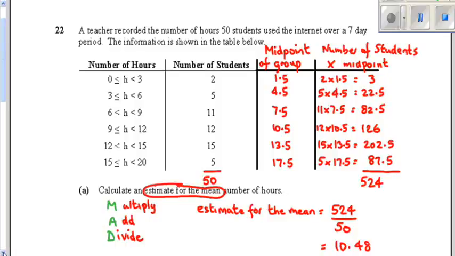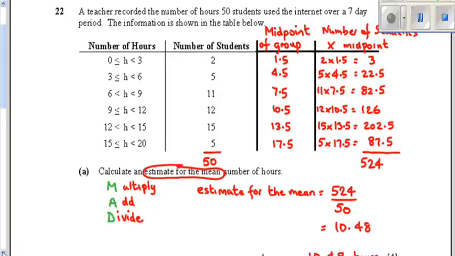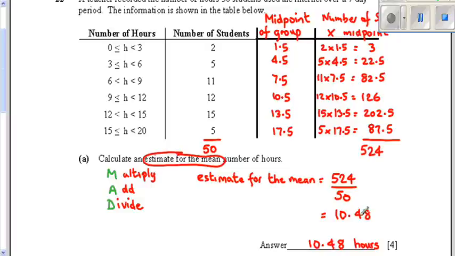And as a check, you can see, does that make sense? Does 10.48 hours seem a reasonable answer for the mean number of hours? So the lowest number of hours was 0, the highest was 20, and the mean is halfway, somewhere around the middle of the data. So 10.48 seems a reasonable answer for the mean number of hours of internet time that they spent.